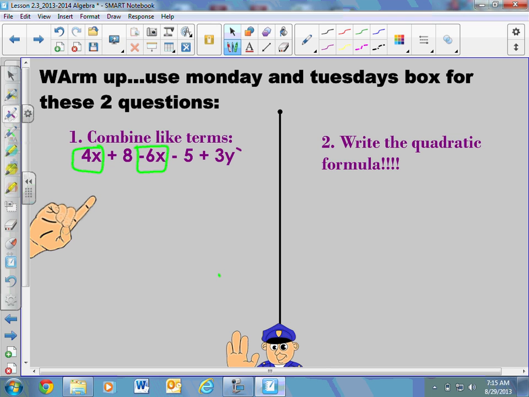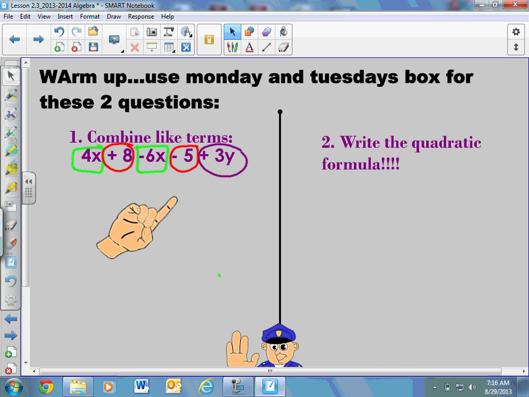Then let's do a shape around the 3y. And maybe I'll just do a red. I'm doing a different shape with red, around the 8 and the negative 5. Okay? So now let's go ahead and combine these.